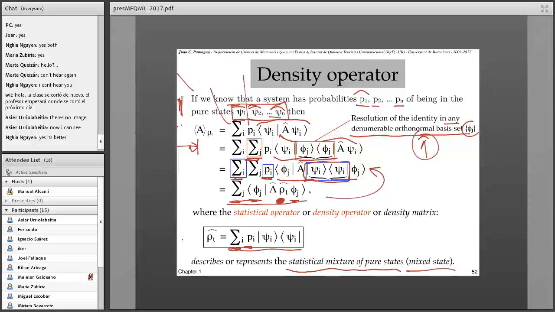So the knowledge of this operator allows us to calculate any expected value for our mixed state. We have said before that all the information we can predict about a physical system can be put as an expected value. So this is all the information we need for calculating expected values for mixed states. This, in a certain way, is the generalization of the state vector for mixed states.